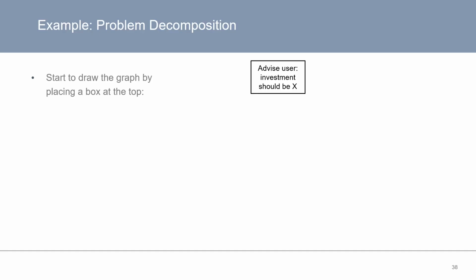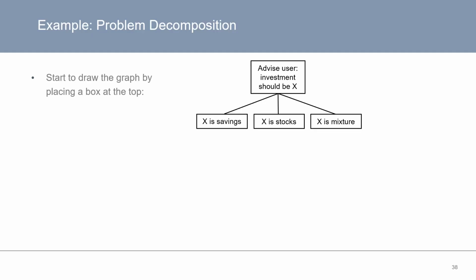Let's walk through an example of problem decomposition by creating our own AND/OR graph. We're going to start by placing a box at the top representing the goal, in this case to advise the user of an investment, or investment should be X. So now let's say that we have three possible options for recommendations. Here the investment could be in savings, stocks, or some mixture of the two.